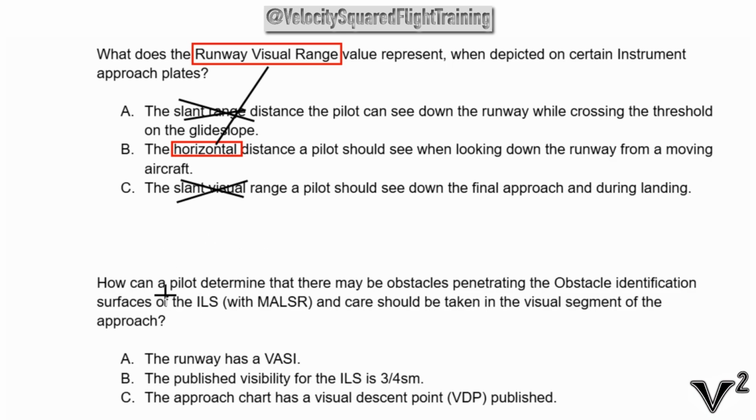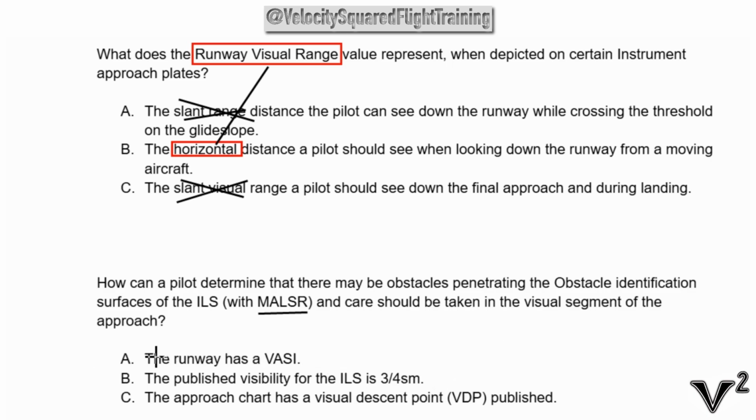Now the second one: how can a pilot determine that there may be obstacles penetrating the obstacle identification surfaces of the ILS with a MALSR? Okay. So remember, MALSR. And care should be taken in the visual segment of the approach. Care should be taken in the visual segment anyway, but I guess the FAA means more care than usual. Whatever. So we can do this by process of elimination, or we can do it with actual knowledge. First, we're going to do process of elimination.